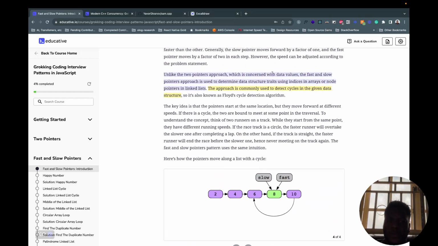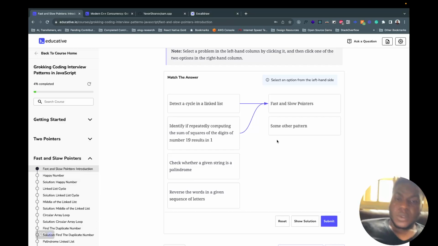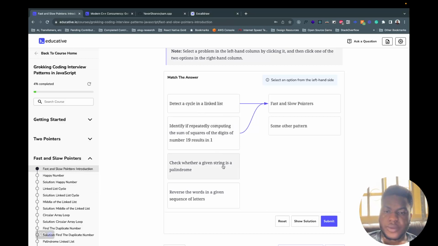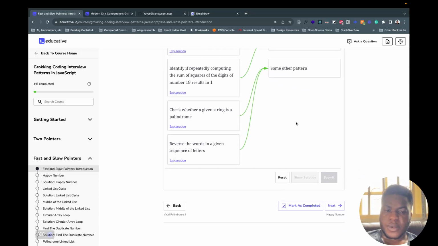Because data values, right, is data structure traits. The whole data structure. Okay. Relationship with each other versus. It's kind of a mixed bag, but is a palindrome somewhat a pattern? Reverse the words in a given sequence of letters. I wish this was above, not below. But yep, got it. First try.